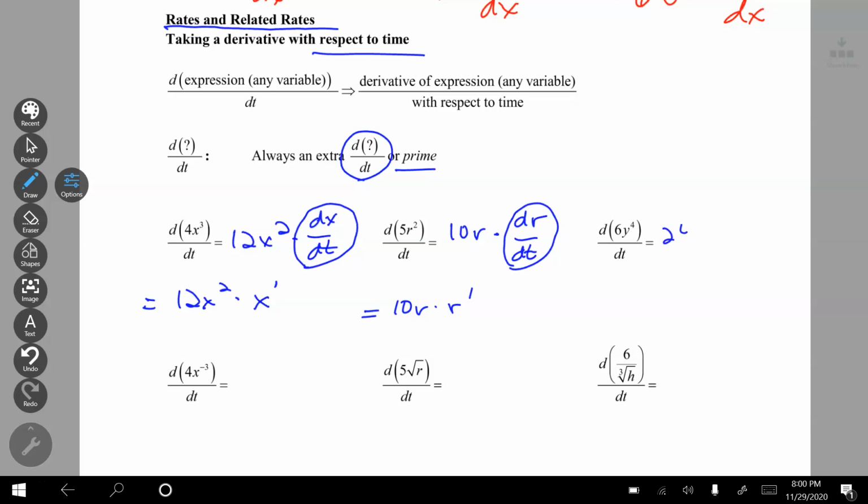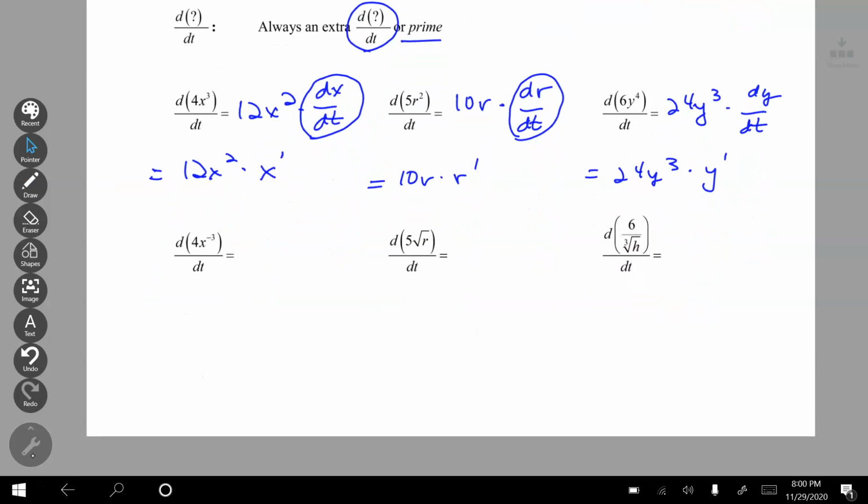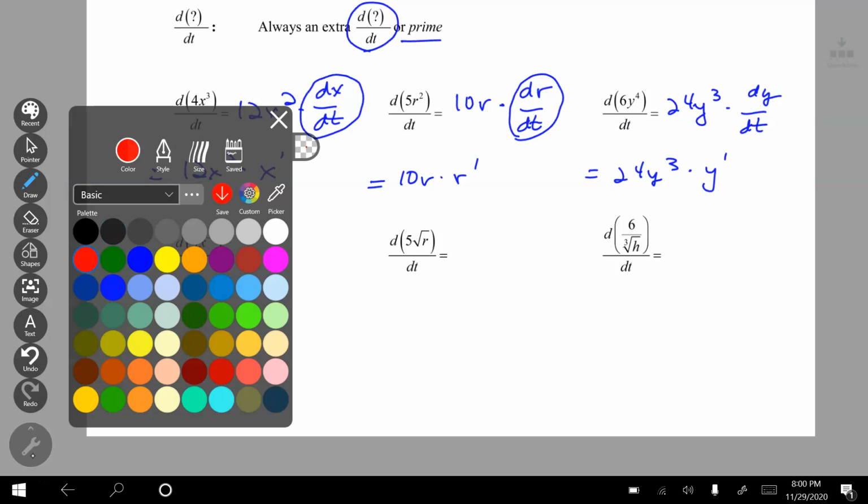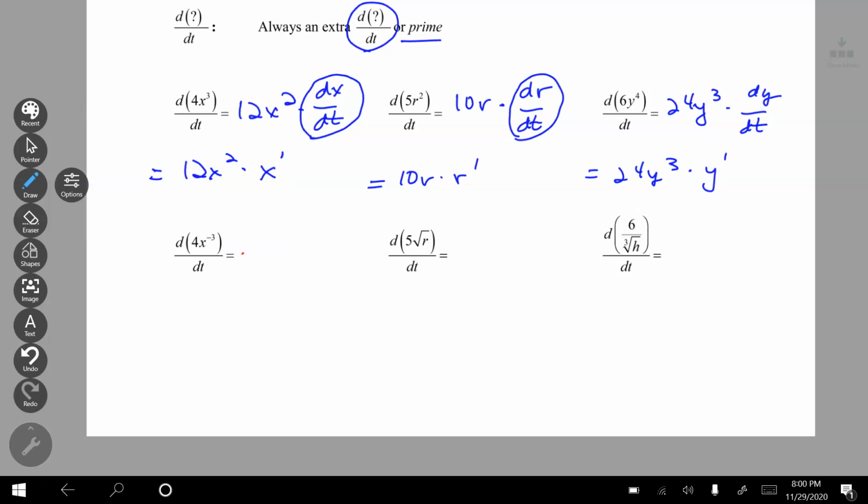This would be 24y to the third times dy/dt, or 24y to the third times y prime. So every variable that we're doing is getting an extra d/dt, no matter what the variable is. Doesn't really matter. So these, I can do, this one isn't too bad, negative 12x to the negative 4 with a dx/dt, or negative 12x to the negative 4 times x prime.